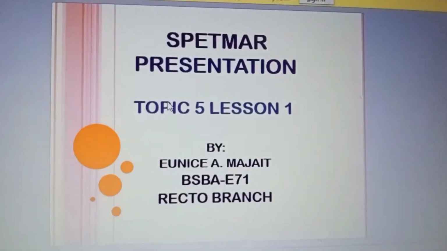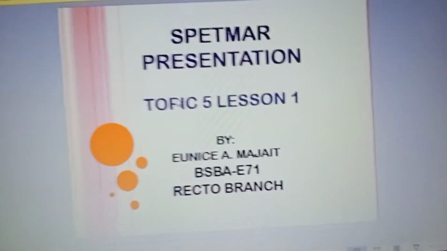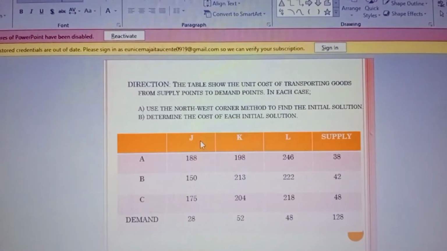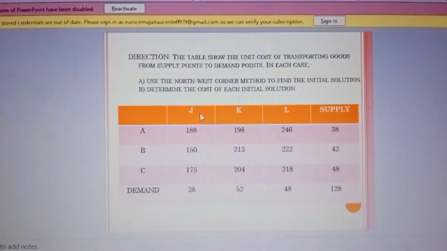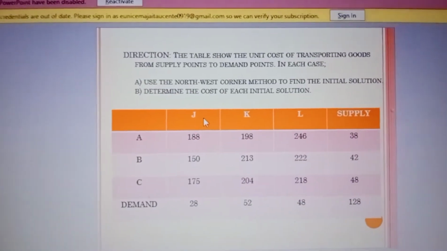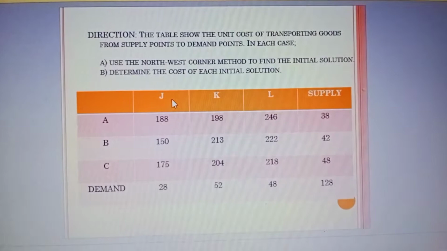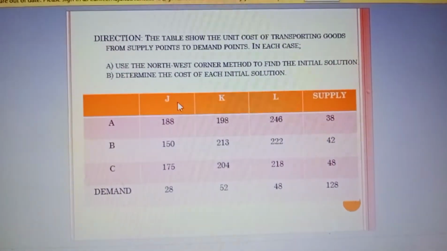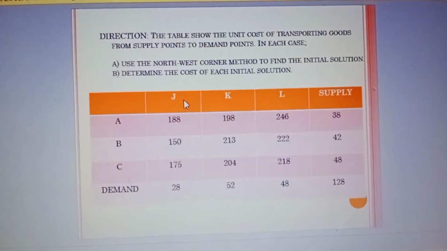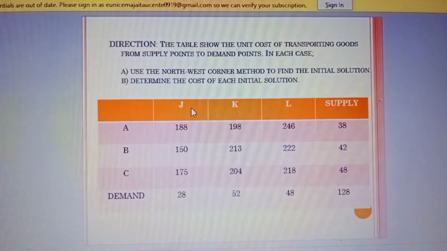The topic that I'm going to present for today is all about one of our topics in Spetmar, topic 5, lesson 1. So here's my presentation. Slide number 1. I discuss to you how the Northwest method is used to determine the cost of each initial solution. First, here is the problem. Direction: the table shows the unit cost of transporting goods from supply points to demand points in each case. Letter A: use the Northwest corner method to find the initial solution. Letter B: determine the cost of each initial solution.